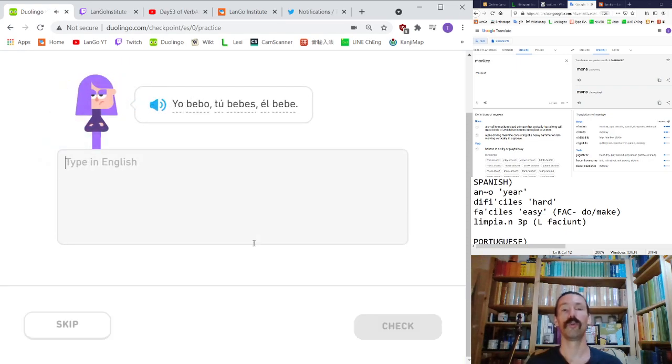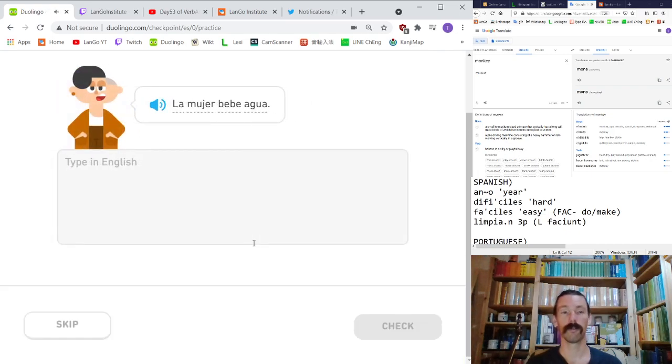Yo bebo, tú bebes, él bebe. Drink. So O for the I form. S for the you form. And now the final E with no consonant for the older it ending, bebit, in Latin. And él, he drinks. La mujer bebe agua. The woman drinks. Bebit aquam. Water.